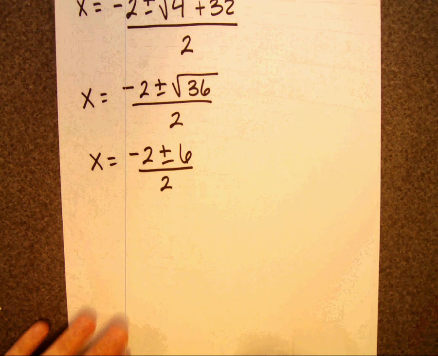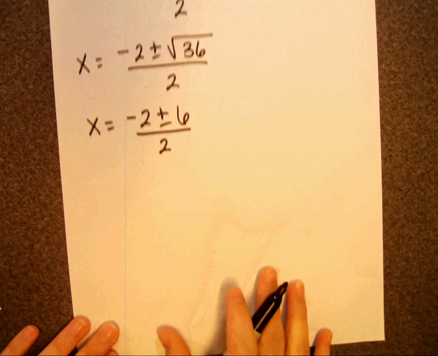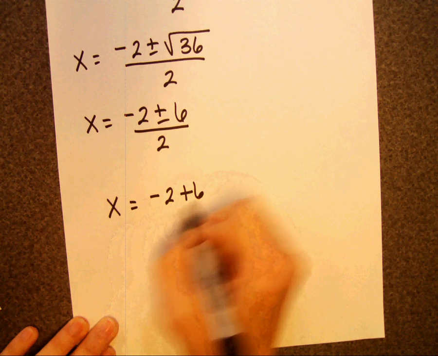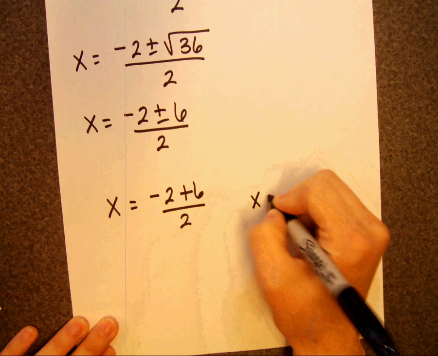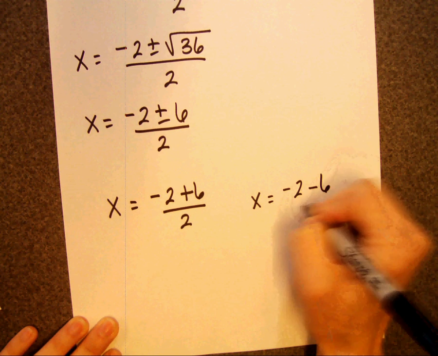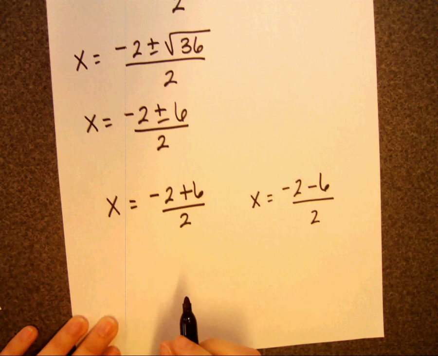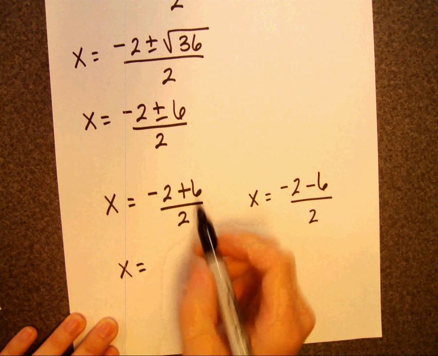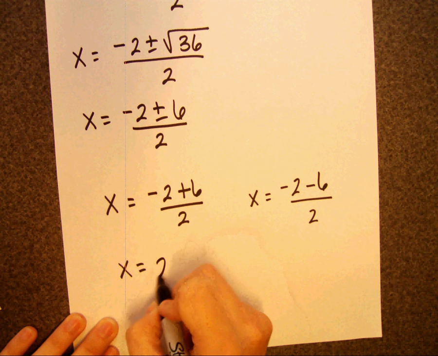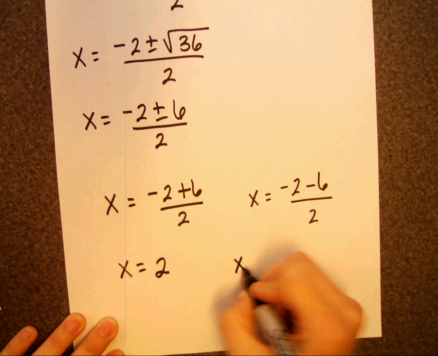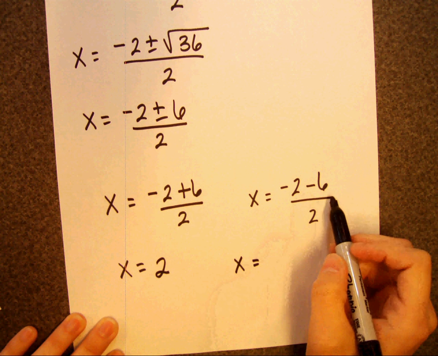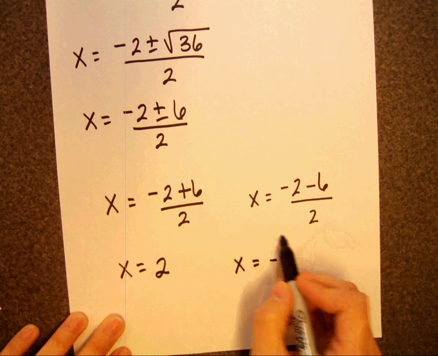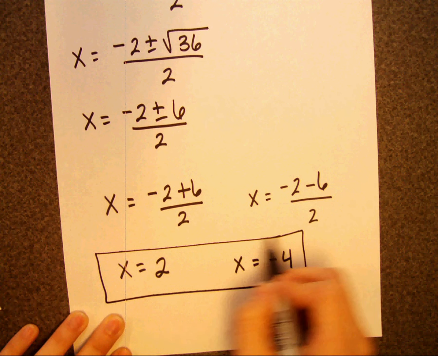Now, to get our two different answers like we got when we factored, that's where this plus or minus comes in. I can rewrite this as two different answers. I get x equals negative 2 plus 6 divided by 2, and x equals negative 2 minus 6 divided by 2. And now I'm just going to simplify those. Negative 2 plus 6 is 4, so 4 divided by 2 is 2. And on this one, negative 2 minus 6 is negative 8, divided by 2 gives me negative 4. And those are my two solutions using the quadratic formula.